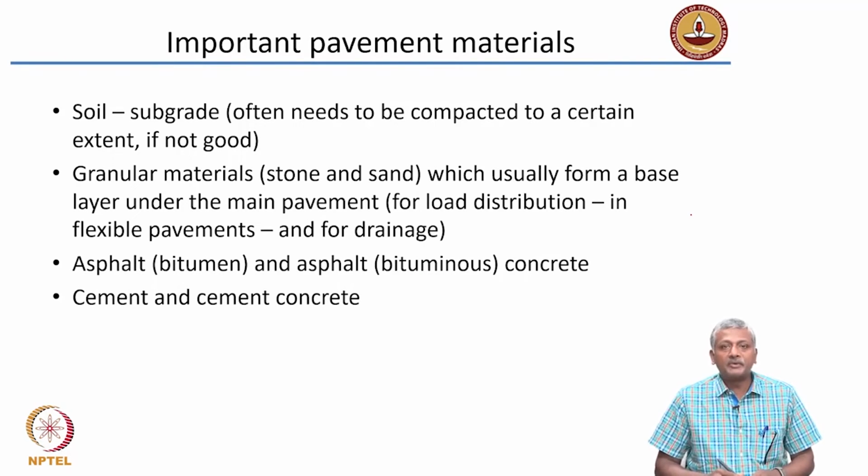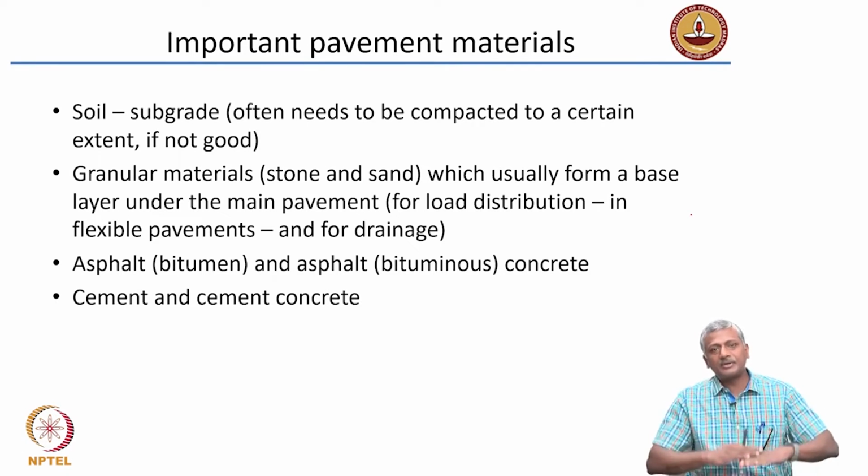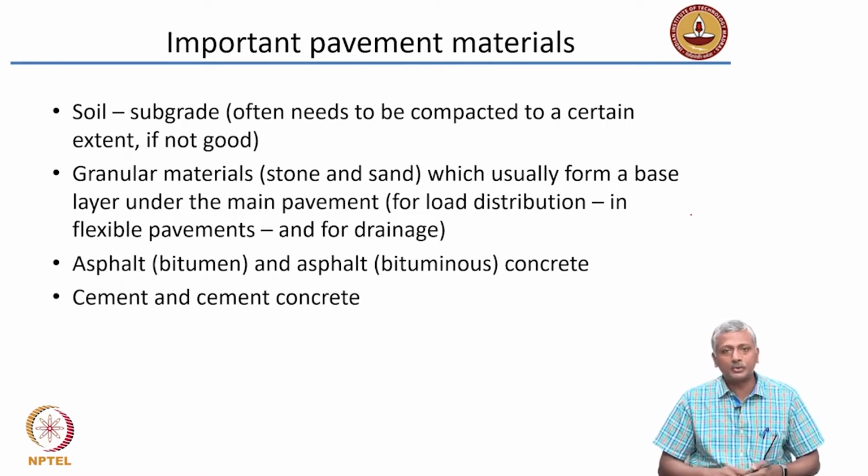So, what are the important pavement materials? As I said, soil or subgrade is the bottommost layer, right? It often needs to be compacted to a certain extent. If the soil is too loose, you can't really build a road on top of it. It has to be compacted to make sure that it has some level of stiffness on which the road can sit in an even fashion.